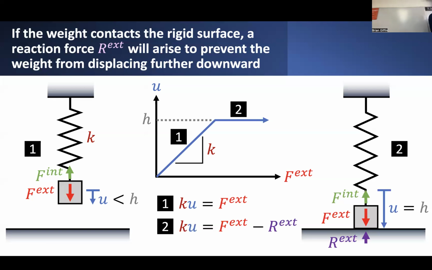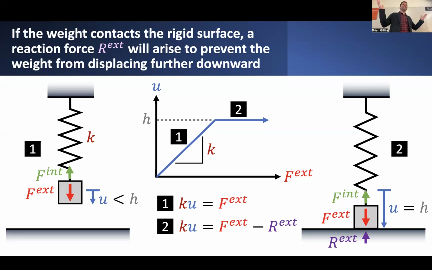And effectively what we have is, the displacement of this block really can't be any larger than its initial distance or height above this kind of like rigid surface. So once it gets to this value of displacement, u equals h, then it just sits there, or rather sits on top of this rigid surface.